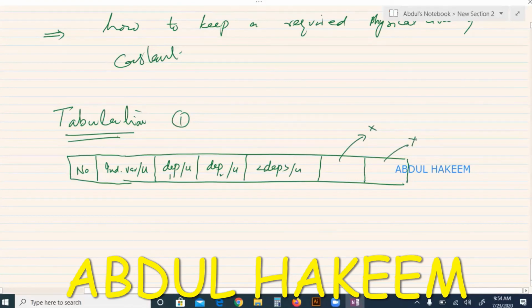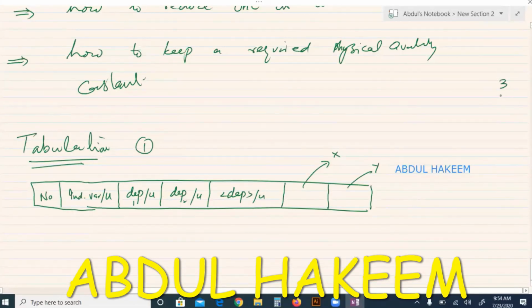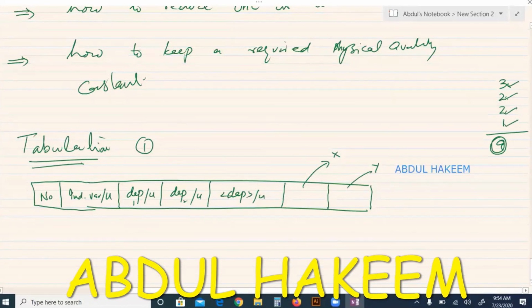So 3 marks for the definition, 2 marks for the diagram, 2 marks for the procedure, 1 mark for this table. So 2 plus 3, 5, 5 plus 2, 7, 7, and 1, 8. Sorry, this is 8. So 7 marks remaining.